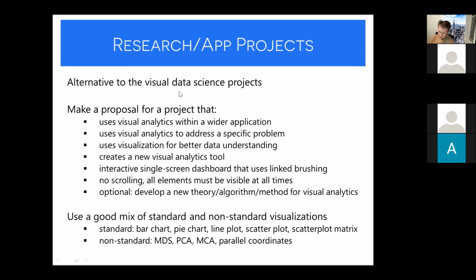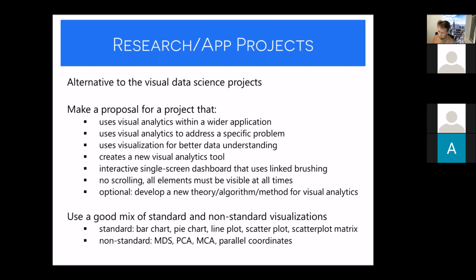So what I want you to do is an alternative to the visual data science. They make a proposal for a project. My proposal was that it uses visual analytics within a wide application to address a specific problem, and uses it for better data understanding. It can be a new visual analytics tool, but you don't have to stick with that. It doesn't have to be, but it can be. An interactive single screen dashboard. That's what it really should be, right? I want single screen, okay?